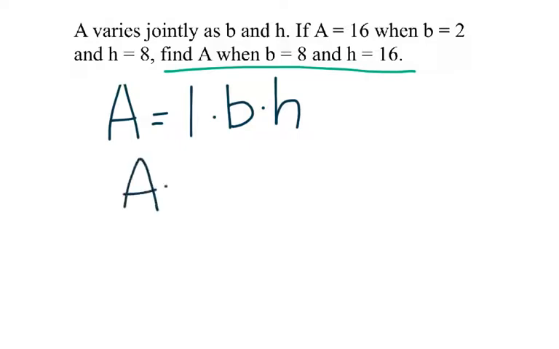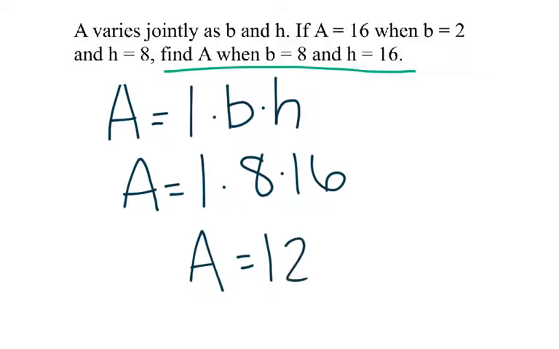Alright, so I'm finding A. 1 times B is 8, H is 16. All I have to do is multiply all 3 of those numbers together, and I get that A is 128.